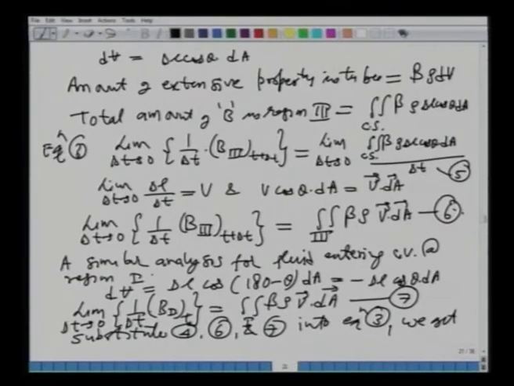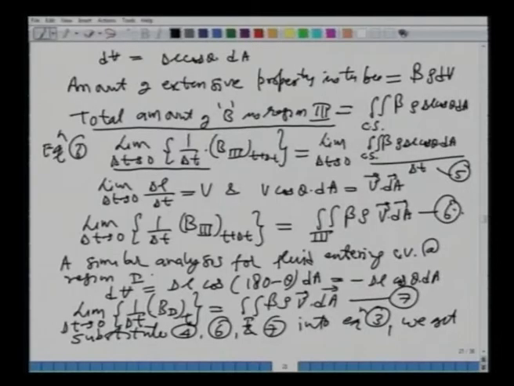Then what we did is we tried to write the expression for the total amount of B in region 3. Why? Because region 3 is the outflow region and we want to write down the expression across the whole cross sectional area dA at the outflow region. We said this, under the limits of B3 at time t plus delta t, is nothing but the integral of this expression which we derived here.